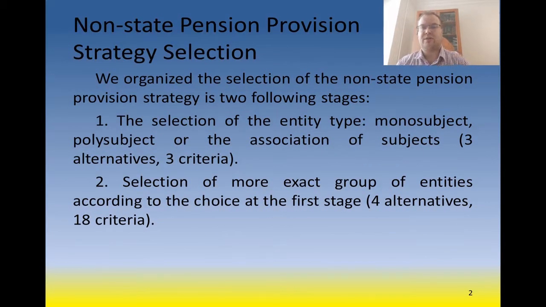It's known that the current pension system in Ukraine requires some changes, some reforming, and we have had a lot of discussions about this in recent years. So when we move from the current joint pension system to the next level, which is mandatory accumulation or voluntary accumulation funds, a lot of people may need help to select the corresponding accumulation strategy. We organized the selection of this problem into stages. First one is the selection of entity type, which could be mono-subject, poly-subject, or association of subjects. And the second task is to select a more exact group of entities according to the choice made during the first stage.